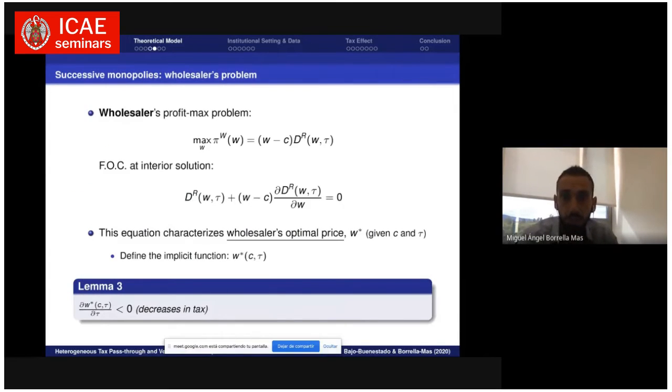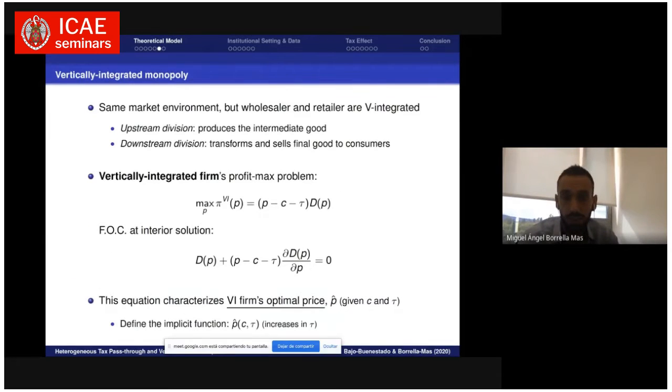Then, bearing in mind the previous information, we solve the wholesaler profit maximization problem, and basically we do exactly the same. We choose the price of the intermediate good to maximize the problem. As an interior solution, the wholesaler optimal price is given by the following first order condition that also satisfies the second order conditions. This equation characterizes the wholesaler optimal price, denoted by W star, given the cost C and the tax. Again, using the implicit function theorem, this price can be expressed as a function of these two variables, the cost and the tax. And by further implicitly differentiating, we can show that it decreases in tau. This is the case for the monopoly with 2 firms.